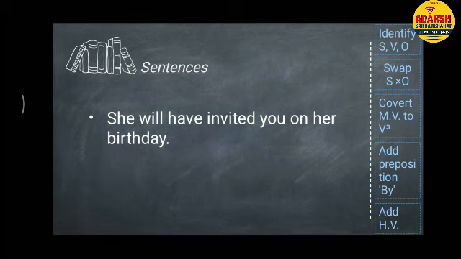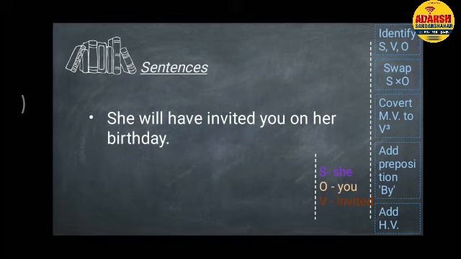So here is our second sentence, which is she will have invited you on her birthday. Okay. Now here let's go towards our first step, which is identify subject, object and verb. So in this order, our subject. What is our subject? She, right? Because she is the doer here, she is doing the activity of inviting, so she is the subject. Now object. On what is the action being performed here? Here the action is performed on you, so you is the object. Okay. Now verb. Verb is always action, so here the action is invited, so invited is the verb. Now we have subject, object and verb.